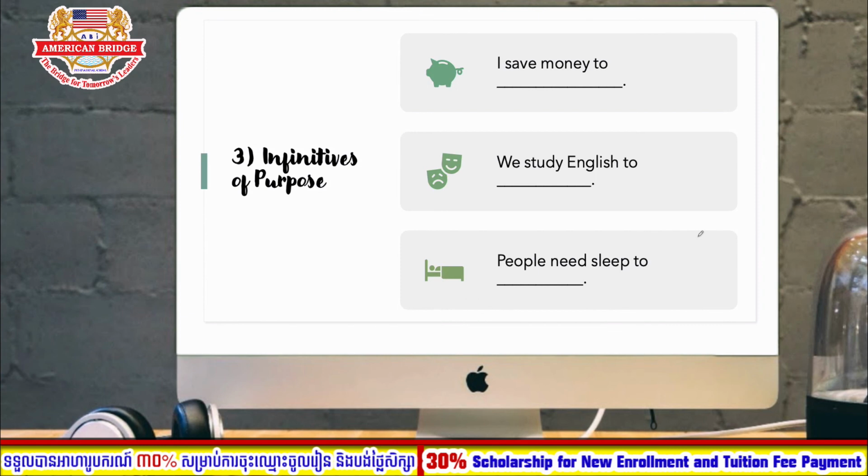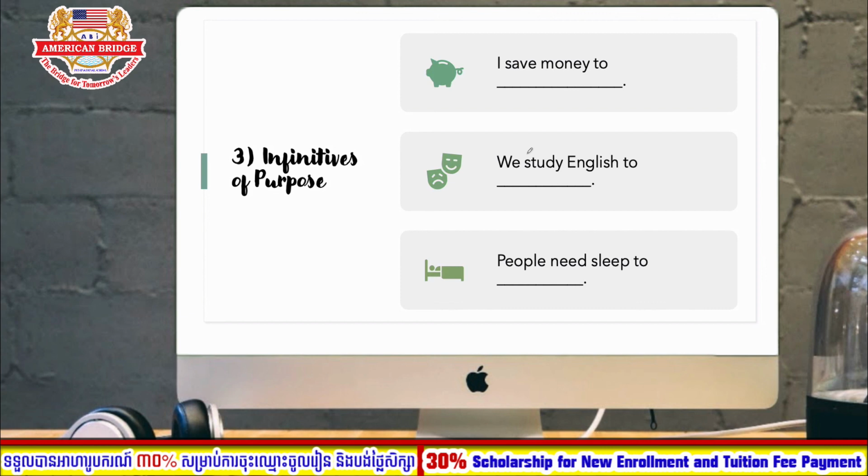The last point is infinitive of purpose. You can use infinitive to express your purpose. Let's say, I sell my car to buy a new house. It expresses your purpose for doing something. Why do you sell it? To buy a new house. We study English to be able to speak English. We study English to be able to learn about other people's cultures. So these are the usages of infinitive. You can use it to modify adjectives, to modify nouns, and to express purpose.